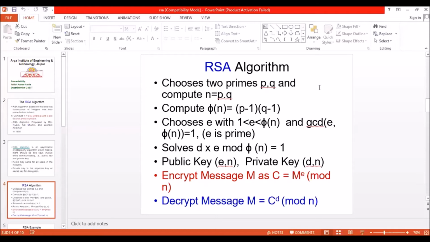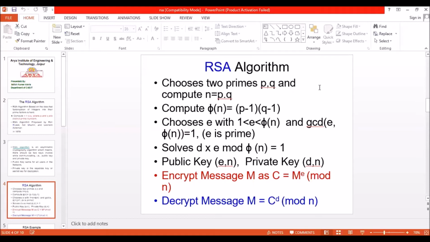The third step is to compute the public key. The public key e is less than phi of n and greater than 1. Fourth is to calculate the private key, which is called d, so that d into e mod phi of n equals 1. And the fifth step: the public key is (e, n) and the private key is (d, n). We create the pair of public key and private key. After this, we encrypt the message and decrypt the message.